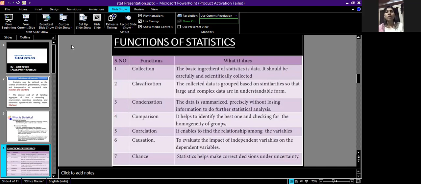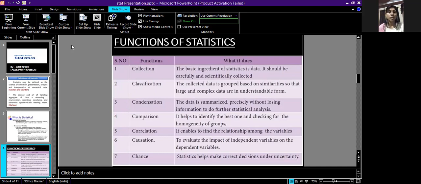Correlation is related to comparison. That's why I enter it in that comparison column, because correlation and comparison are correlated, because we try to find the relationship among the variables. Some variables are independent variables and some are dependent variables. So correlation helps you to identify the relationship among these variables.